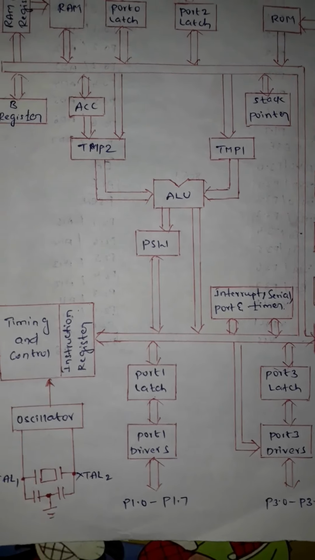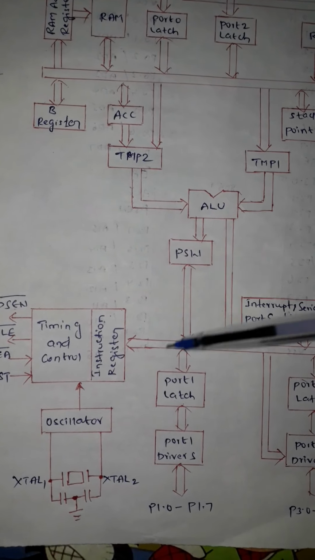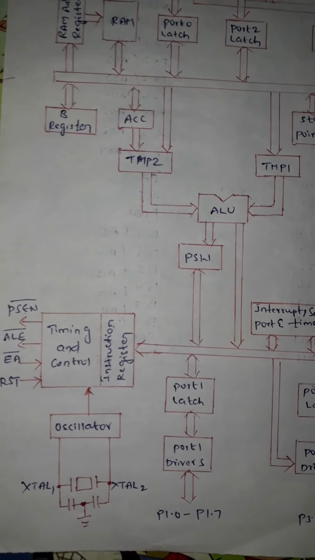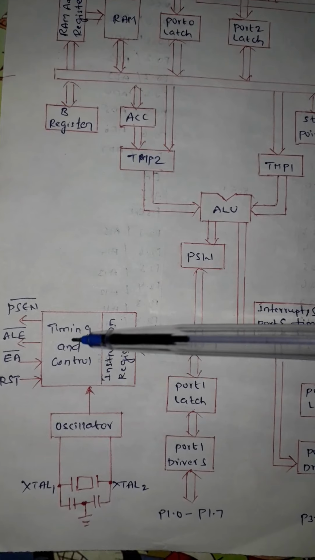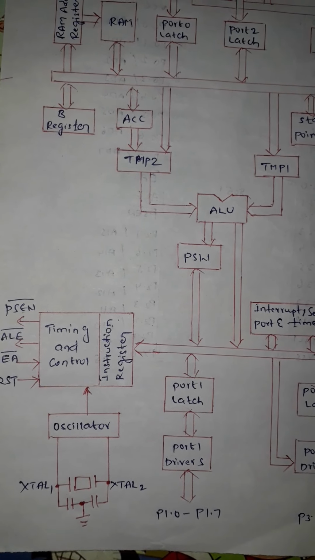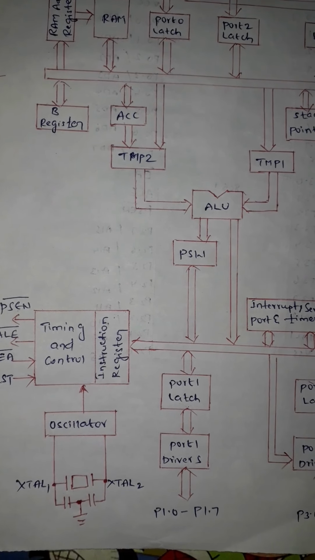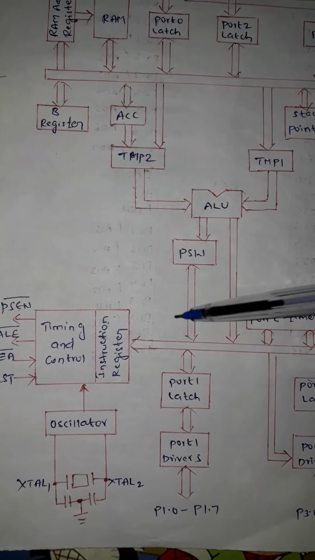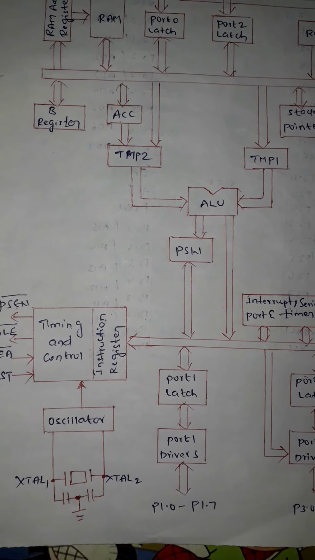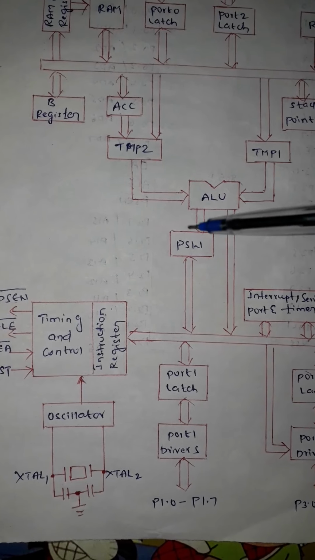And now in this video lecture, you'll see the instruction register and timing control unit. The timing and control unit and instruction register are used to hold the operational code of the instruction. That is, the instruction is decoded, and the operational code is stored in the instruction register, and then it is given to the timing and control unit for generating the timing and control signals for the execution of the instruction.